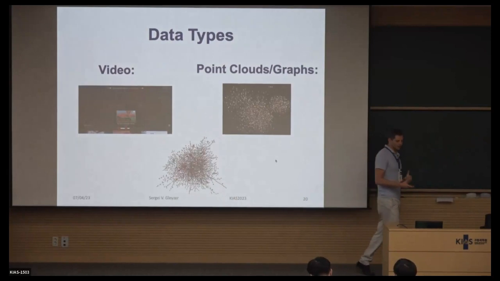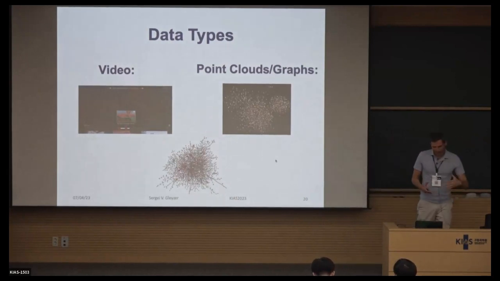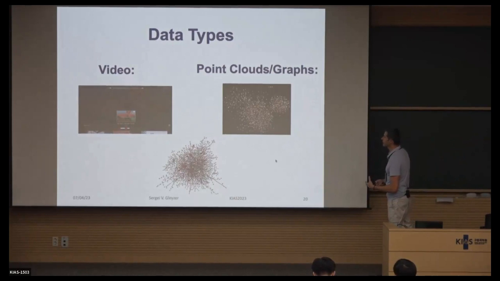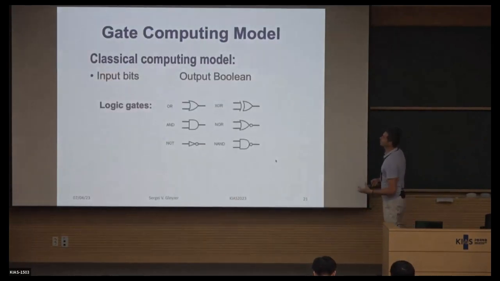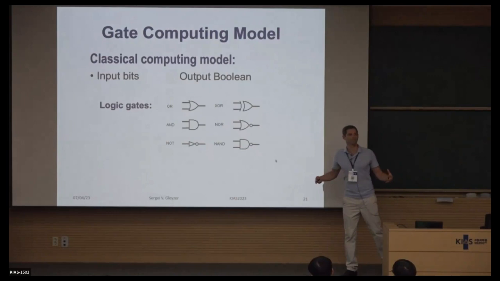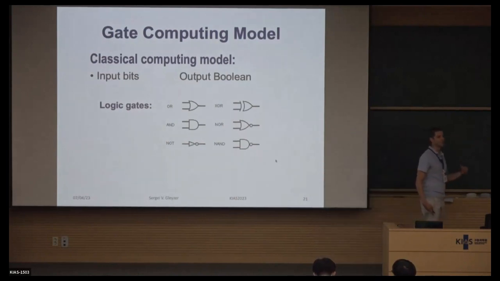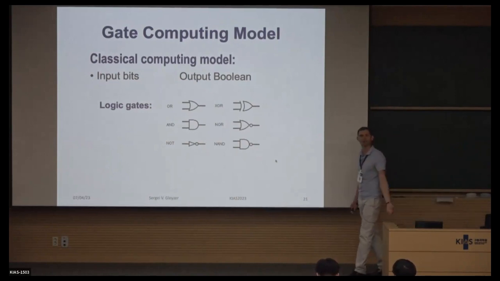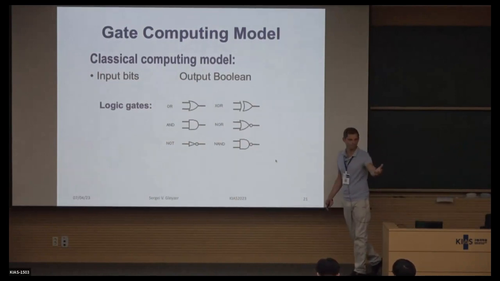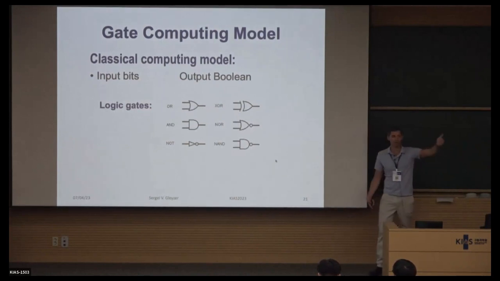Right. Now let's take one more step, and in this next step we're going to talk about the general compute model. Classical first. The classical compute model consists of inputs, and our inputs in classical computers are what? Bits, right? 0 and 1, binary, Boolean.